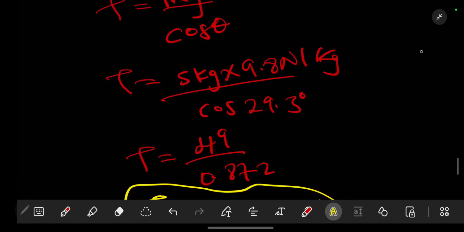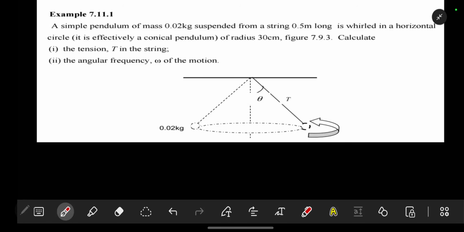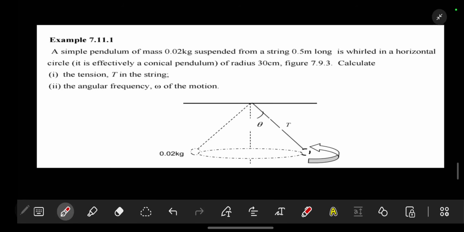So let's move on to our next question. This one says a simple pendulum of mass 0.02 kg suspended from a string of 0.5 meters long is whirled in a horizontal circle. It is effectively a conical pendulum of radius 30 centimeters, Figure 7.9.3. Calculate the tension T in the string.